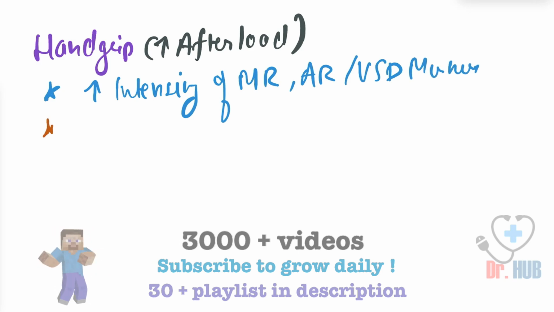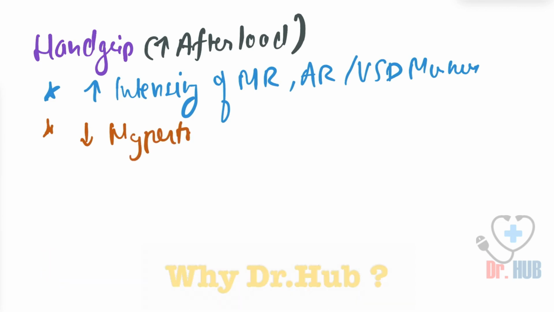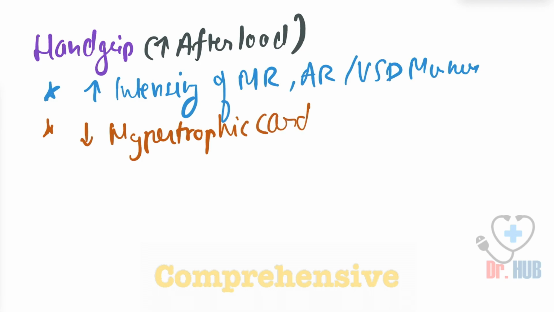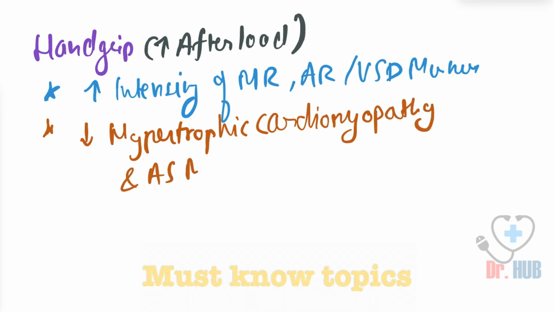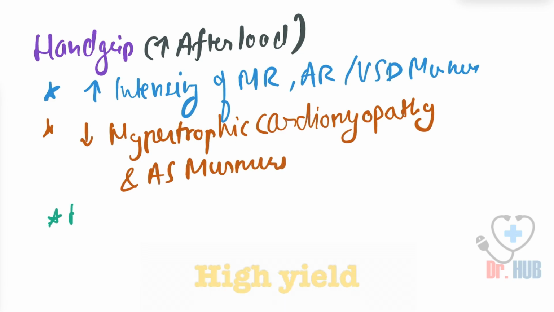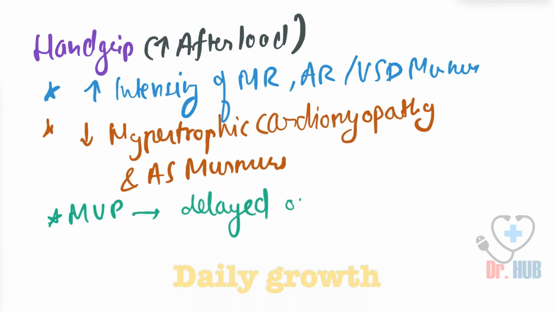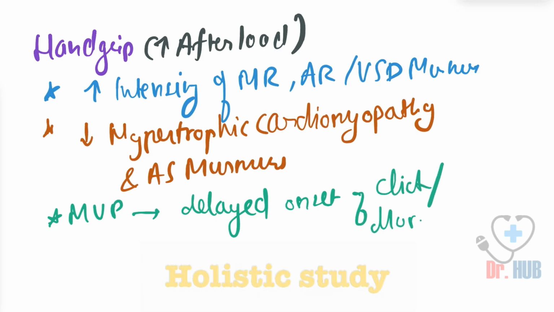Next, when we look at the other aspect, there's a decrease in the hypertrophic cardiomyopathy and the AS murmurs. Then when we look at the MVP, there's a delayed onset of the click or the murmur.